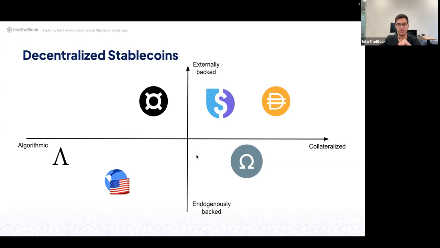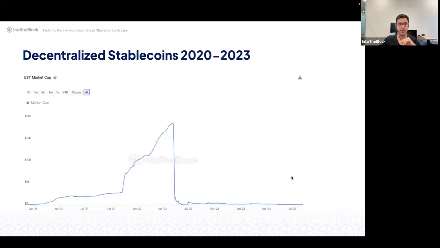And finally, we have also on the experimental side, though a bit more successful, Olympus DAO, which is not really stable, even though it targets some type of stability. And it's also interestingly endogenously backed, but in this case by liquidity itself. So it pioneered the protocol-owned liquidity approach that still remains to this day.